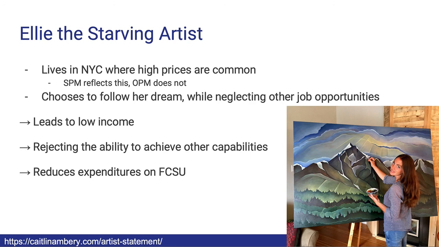This further reduces expenditures on FCSU. This means food, clothing, shelter, and utilities. This is incorporated in the SPM.